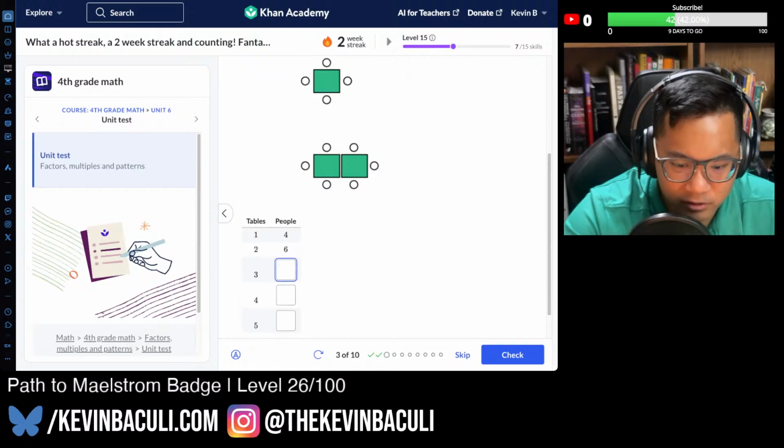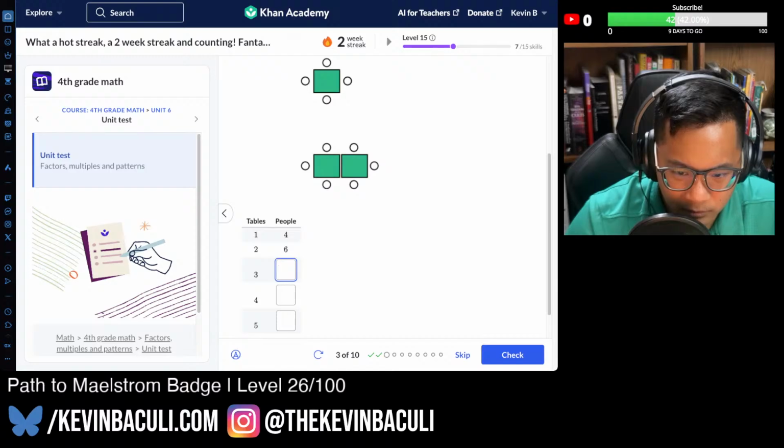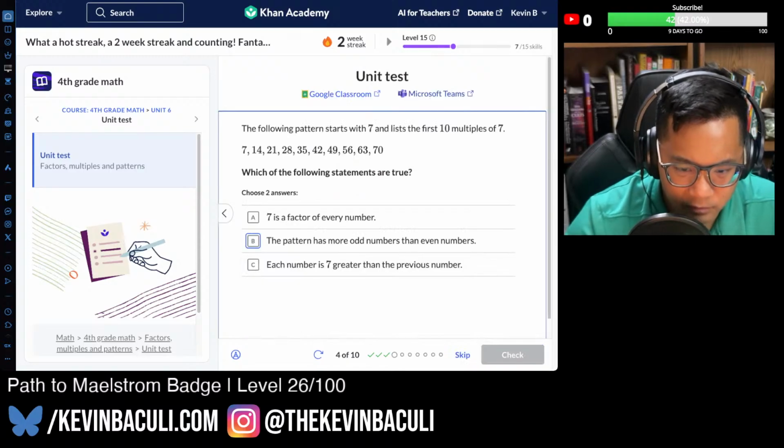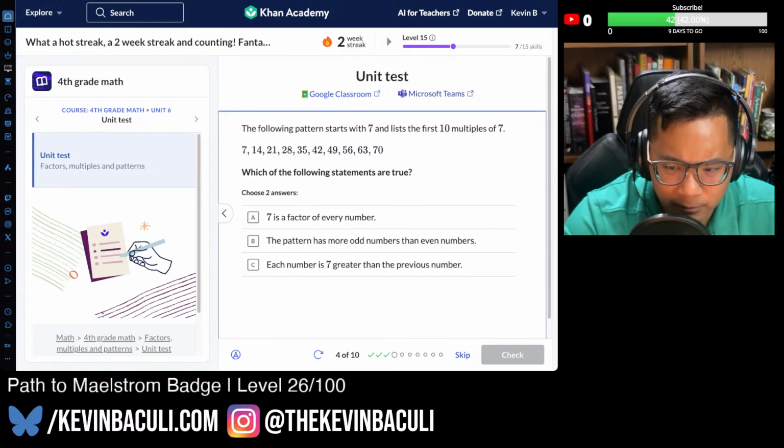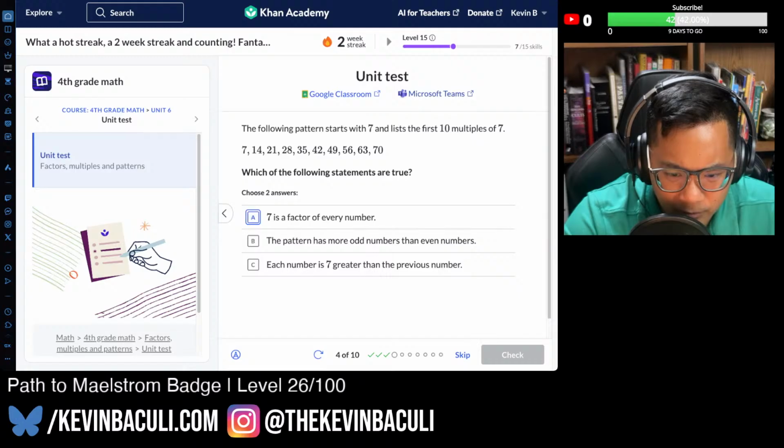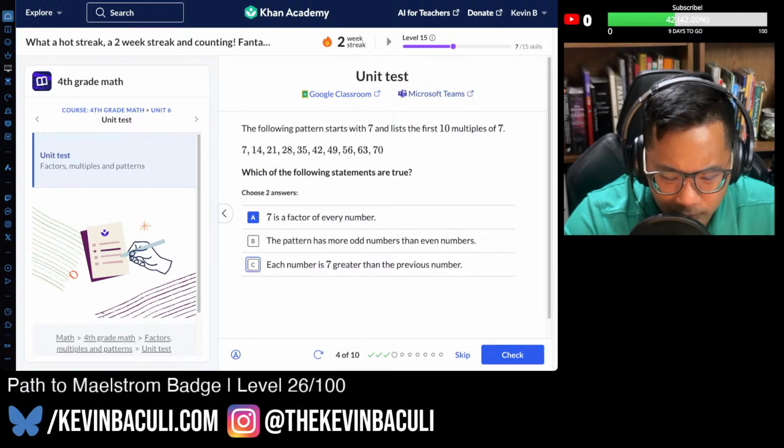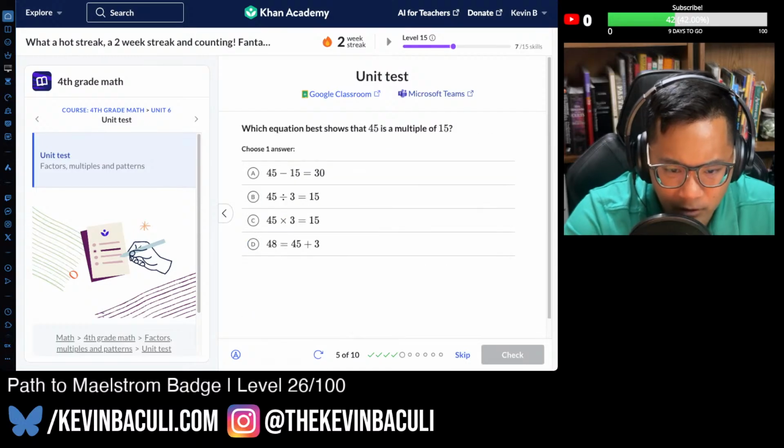3. He just adds 2 more people. 8, 10, 12. The following multiples of which the following 7 is a factor of every number. Yes, the pattern is for odd numbers and even numbers. It's about the same. Each number 7 is greater than the previous number. Which equation best shows that 45 is a multiple of?